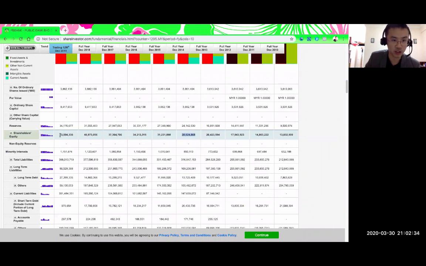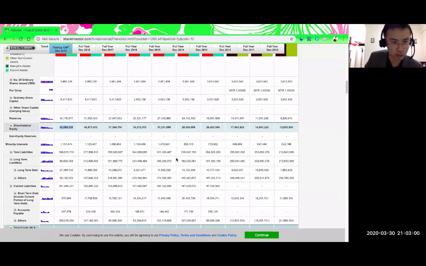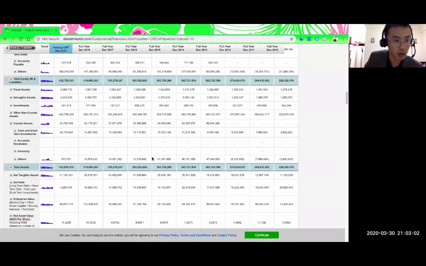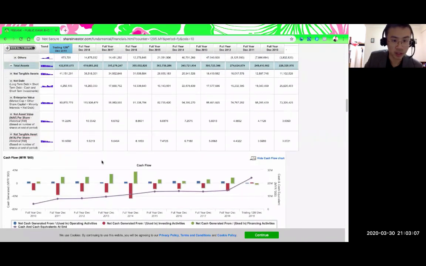What is the shareholder funds growing? From 13 billion grow to 43 billion. Wait, no, it's not. This is million. This is only in the form of thousands. So from 13 million go to 43 million. All right, so this is total assets, and this is the cash flow.